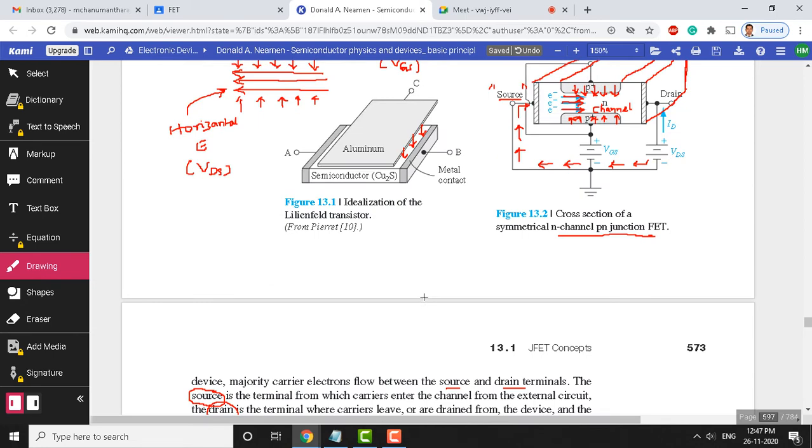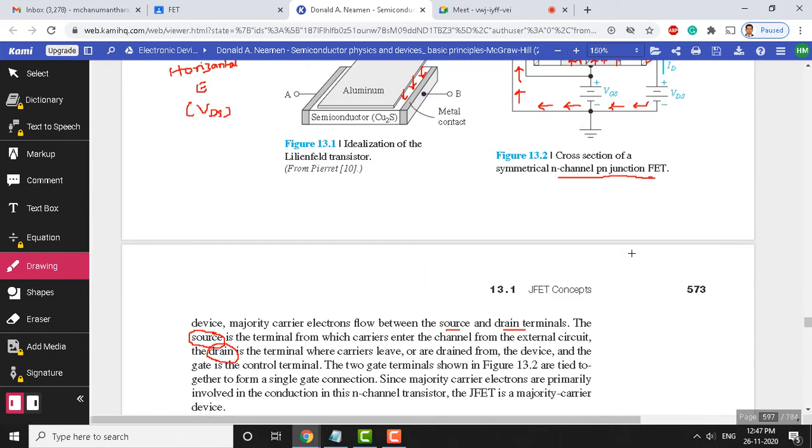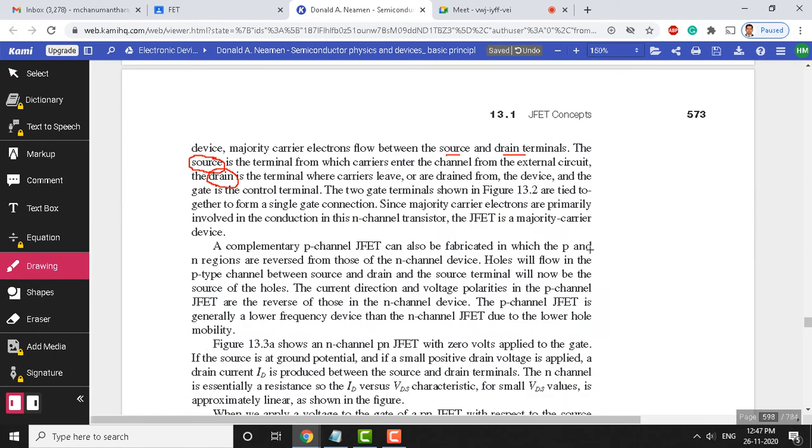So now we have defined what is source, what is drain, what we mean by channel, and what is a gate. Gate is nothing but a control terminal. So this acts like a control terminal. All these terminals, you are now aware of their purpose and importance.